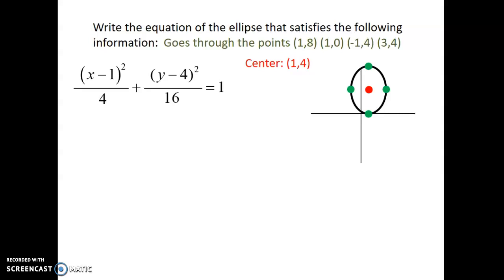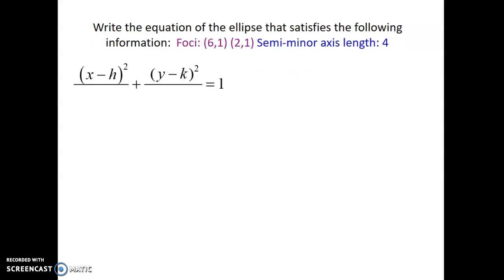All right, so hopefully you've paused the video, you're back, and you've tried them out. You're going to see if you're right. So we're going to go through these a little bit quick, but not too quick. All right, so again, we have 2 focal points and a minor axis length of 4.